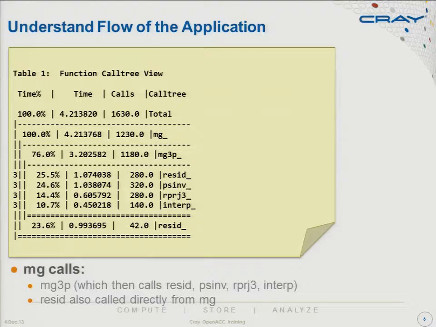Understanding the call chain of your application is very useful because when you put the data regions in, you want to know where to put them to enclose calls to the routine. So we're getting this information without even looking at the source code yet, by doing profiling and getting this call tree view.